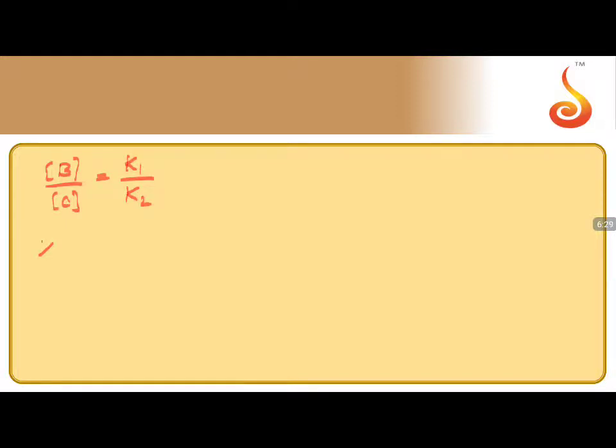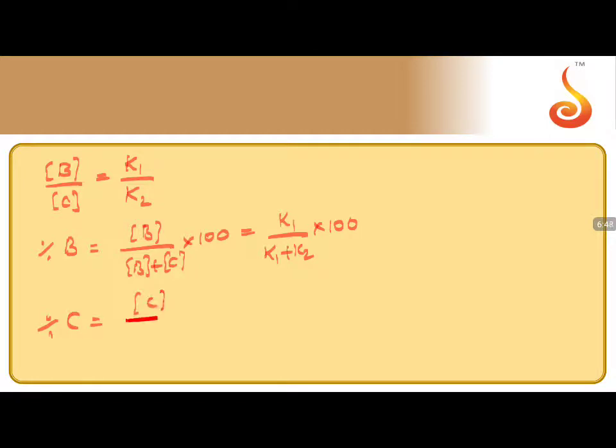So if I say percentage B equals B by B plus C into 100, which can be written as K1 by K1 plus K2 into 100. Similarly, percentage C equals C by B plus C into 100, which is K2 by K1 plus K2 into 100.